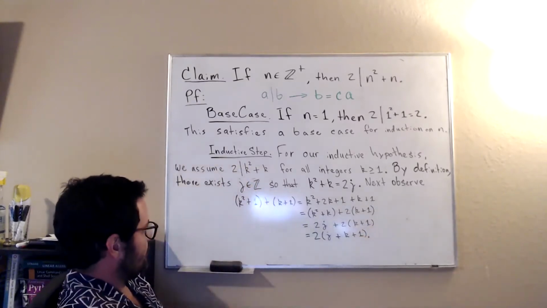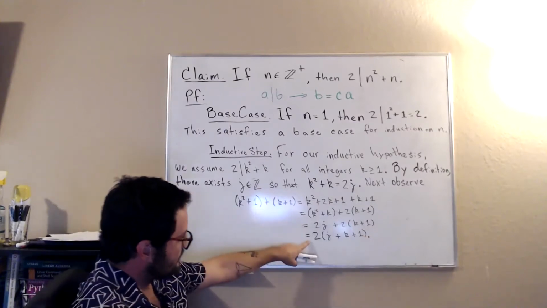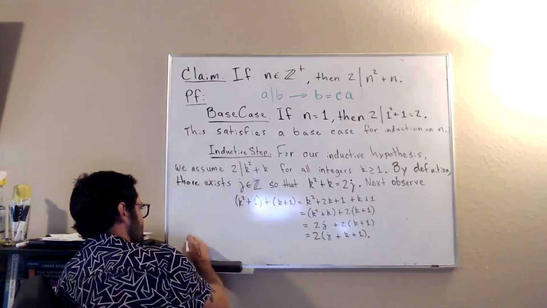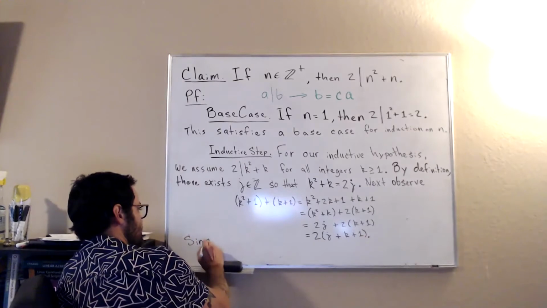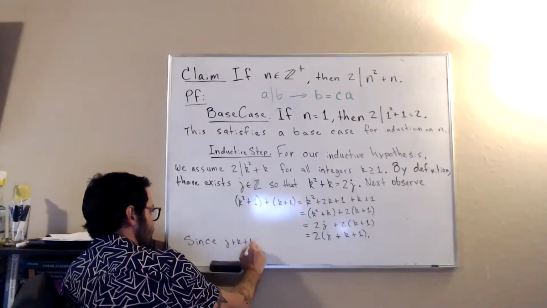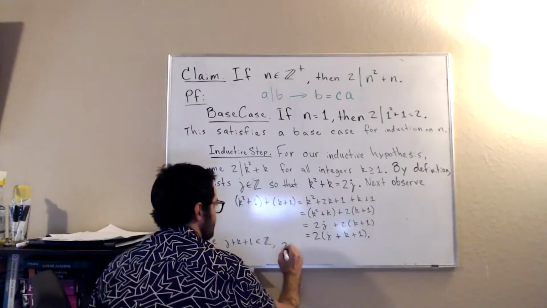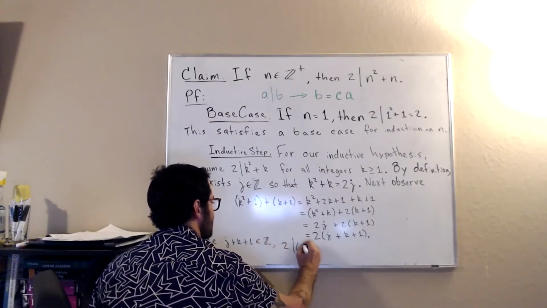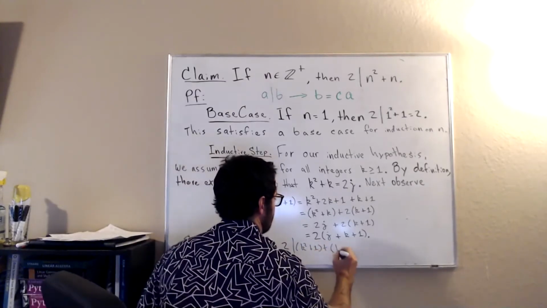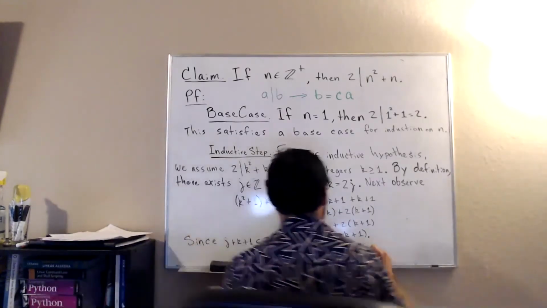So what have we just shown? This quantity is equal to 2 times an integer. So we just finish it off by saying since j plus k plus 1 is an integer, 2 divides k squared plus 1 plus k plus 1 by definition.